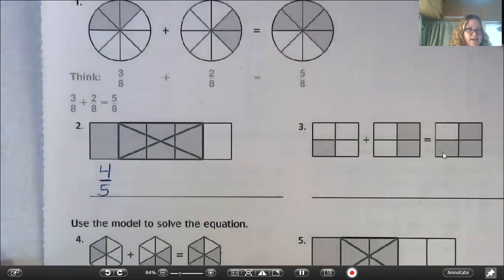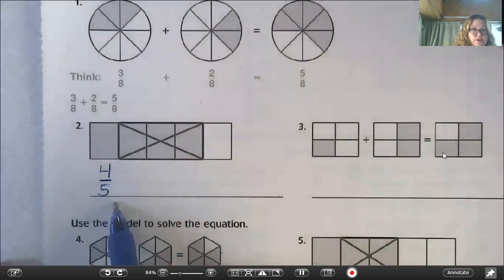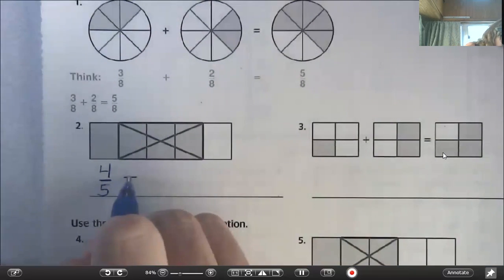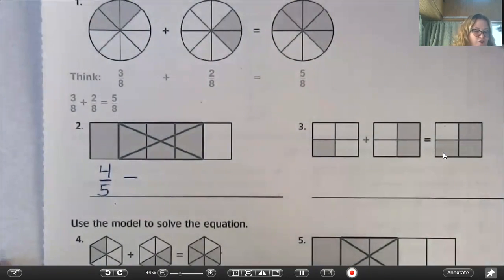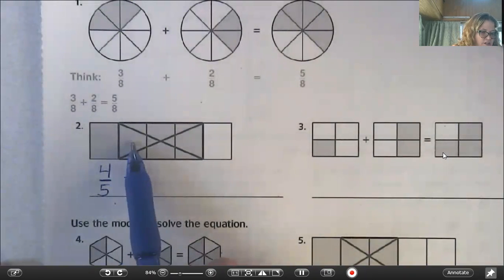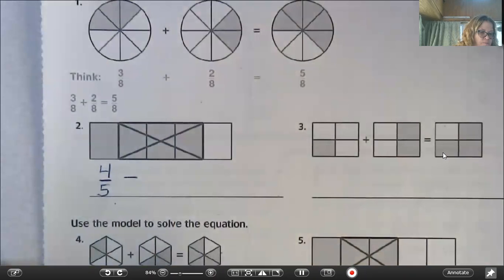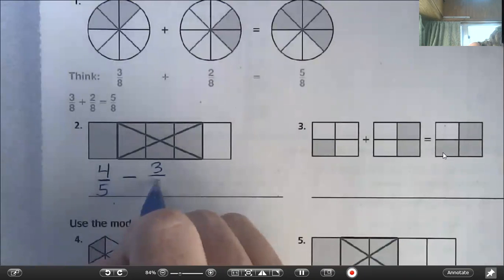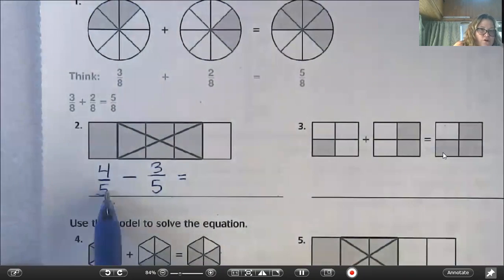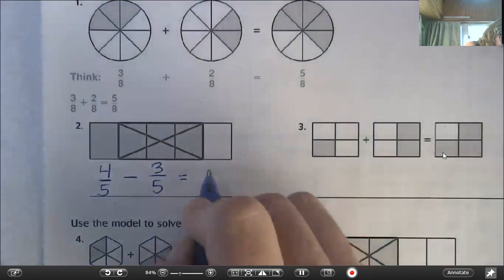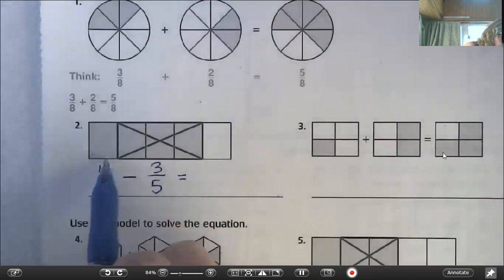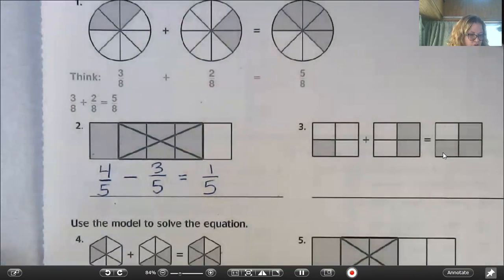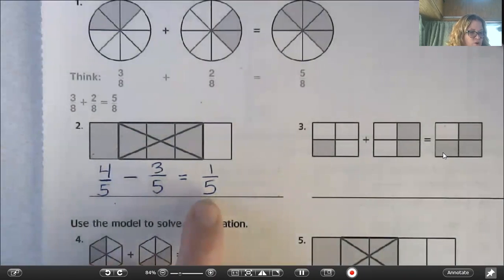So now when I look at that, it is showing me that I have 4/5 to start with, but then this X is telling me that we are subtracting that amount from our original fraction. So I look at this, I have 1, 2, 3 parts that are X'd out. So I am going to make 3/5 there. And I have 4/5 minus 3/5, and that is what this is right here. I have 1/5 remaining. So that is my answer. 4/5 minus 3/5 equals 1/5.